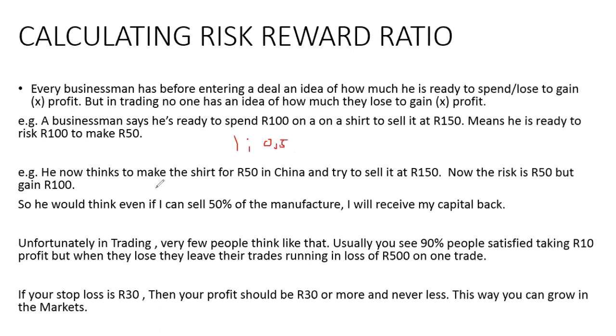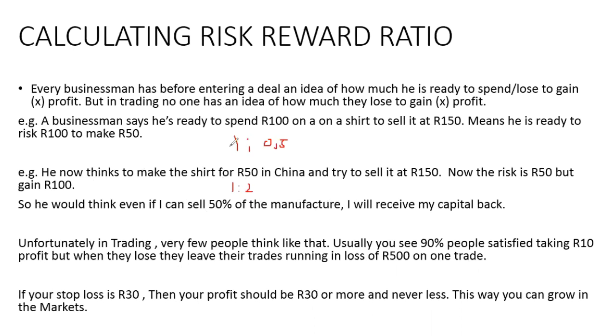Now let's look at the second example, meaning that he's risking 50 rand to gain 100 rands. He's risking 1 to gain 2. As we can see here, we said that if he can sell 50% of the manufacture, he will receive his capital back. Meaning that if 50% of the stock that he bought is purchased by people, his money would be back. And then from that 50%, it'll be profits.